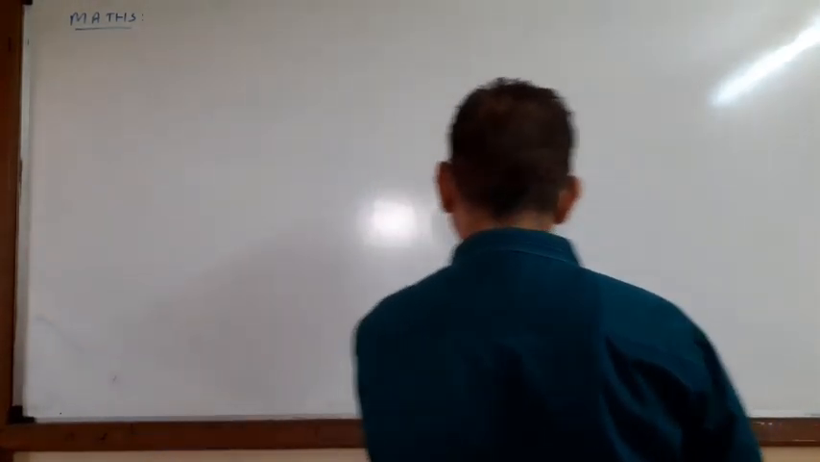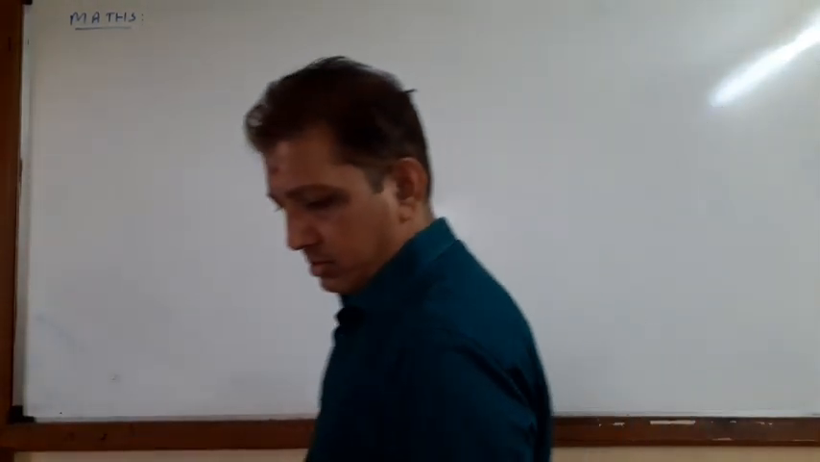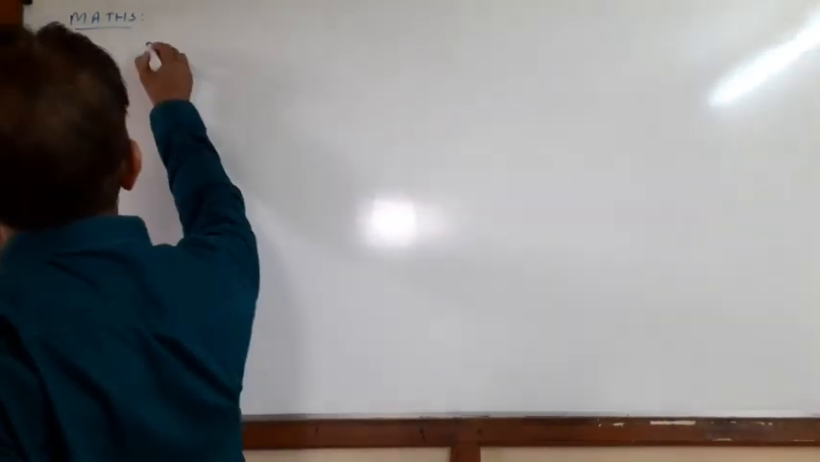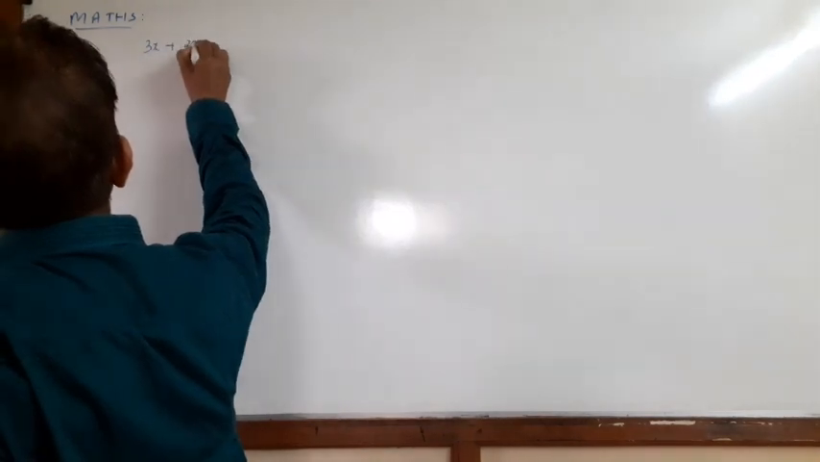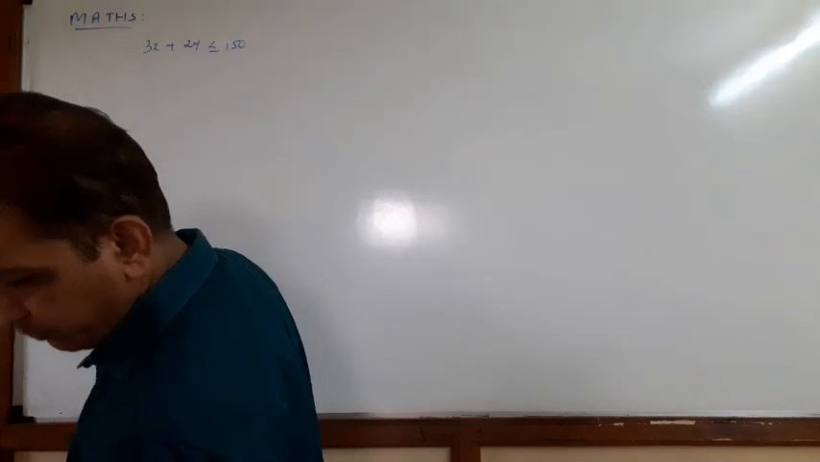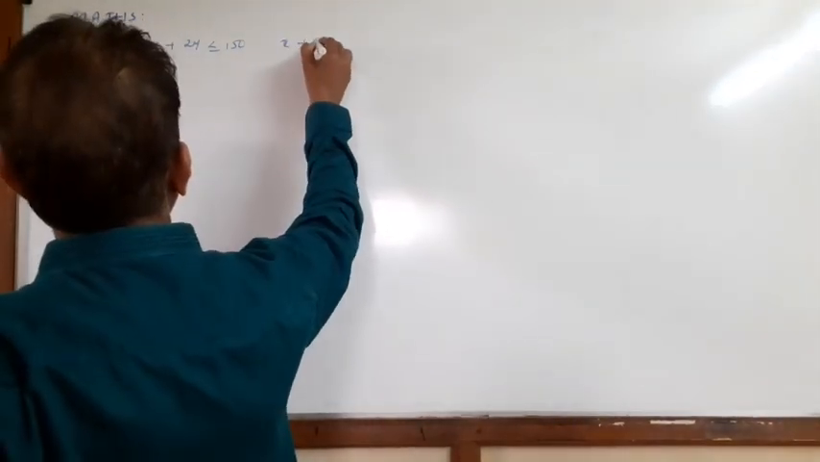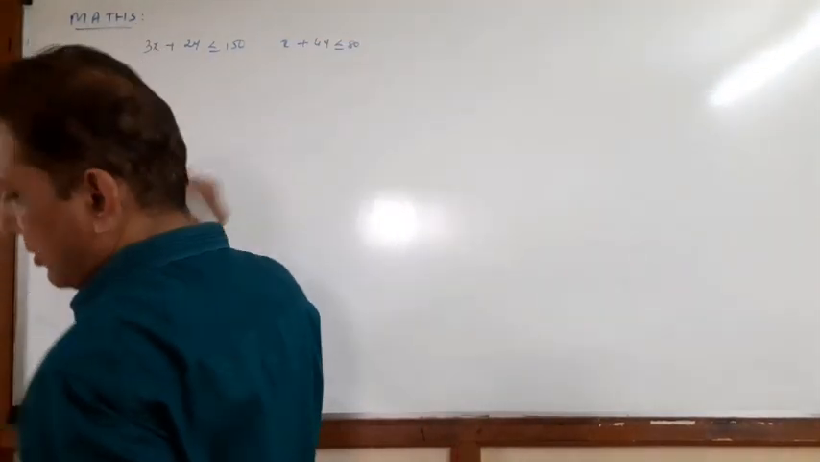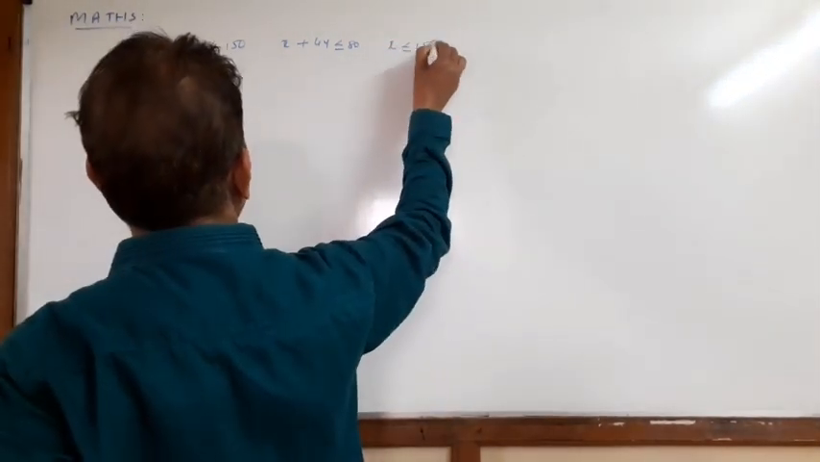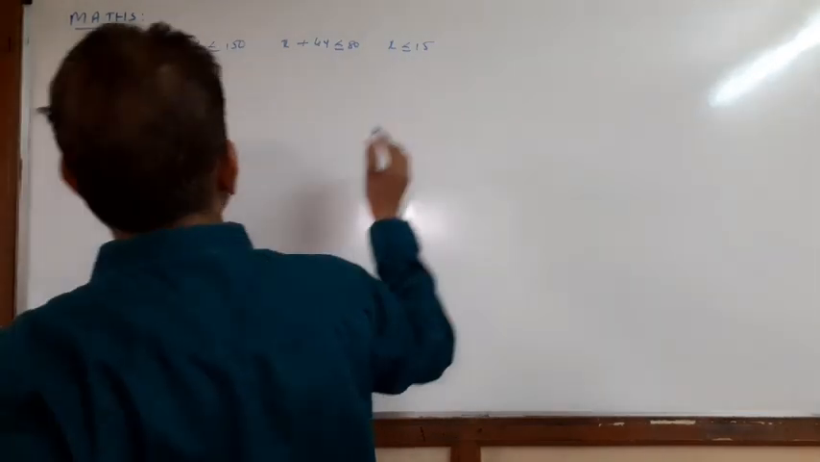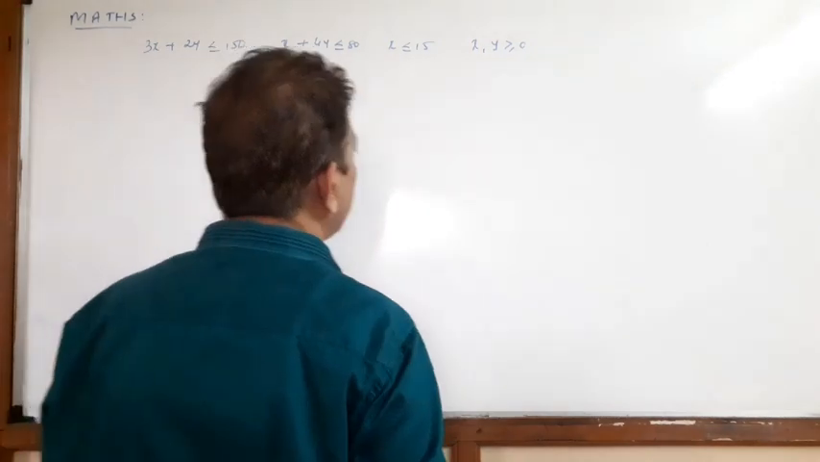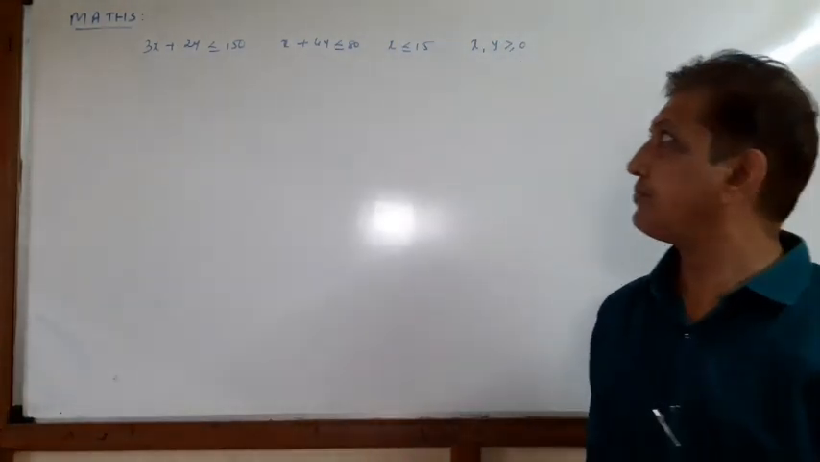14. Now we discuss the 14th question. 3x plus 2y less than or equal to 150. X plus 4y less than or equal to 80. X less than or equal to 15. And draw the graph in the first quadrant. x, y greater than or equal to 0.